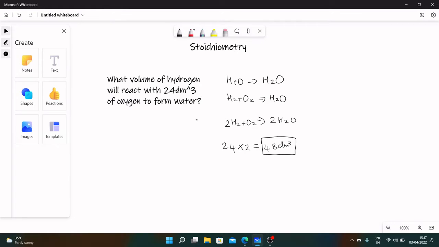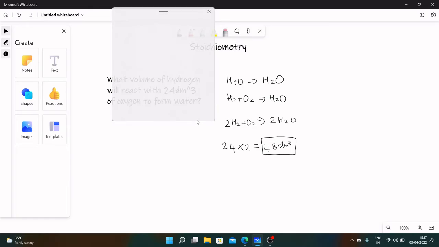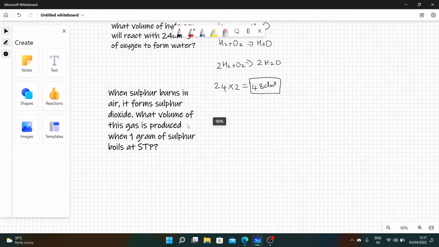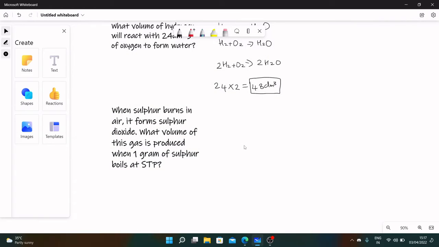Let's look at another question. When sulfur burns in air, it forms sulfur dioxide. What volume of this gas is produced when 1 gram of sulfur burns at STP? We need to write a balanced chemical reaction. So S plus O giving us SO2. And then S plus O2 giving us SO2, because oxygen is present as a diatomic molecule. And this is our balanced reaction.